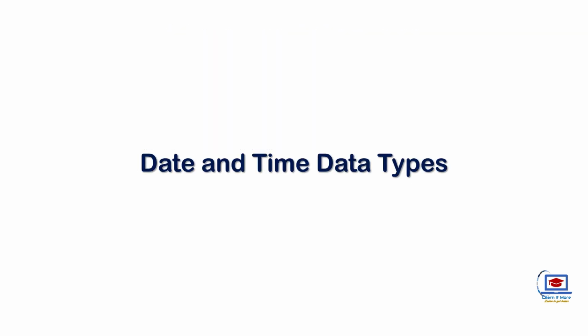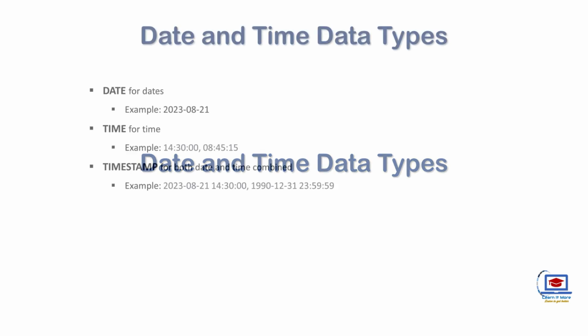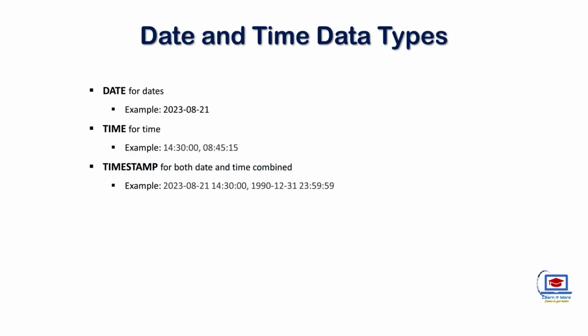Date and time data types are your go-to options for dealing with temporal information, like birthdays or transaction timestamps. Date for dates, time for times, and timestamp for both date and time combined. These data types ensure accurate storage and manipulation of temporal data.